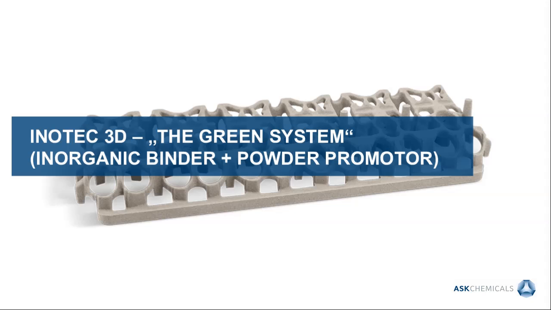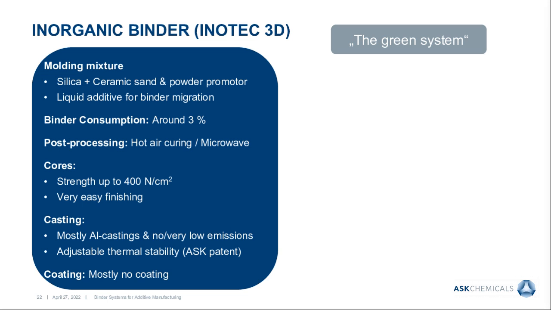The third system I would like to introduce is the Inutec 3D. So this is an inorganic binder system, which is not combined with a liquid activator, but with a powder promoter. The molding mixture, very similar to Novaset RP, is mostly silica sand, but ceramic sands can also be used. And the powder promoter has to be incorporated into the sand as well. A liquid additive is optional for this system, but it doesn't function as a hardener. It functions as an optimizer for binder migration.